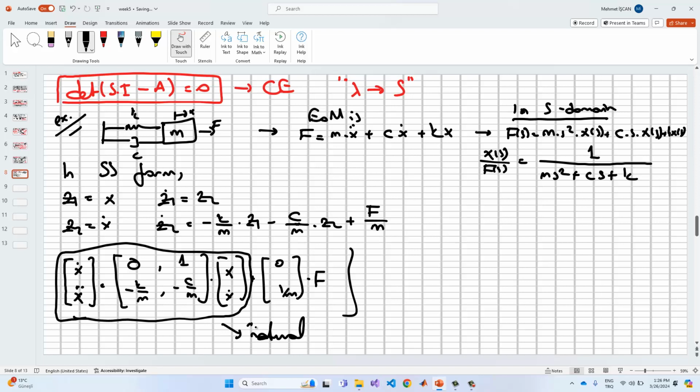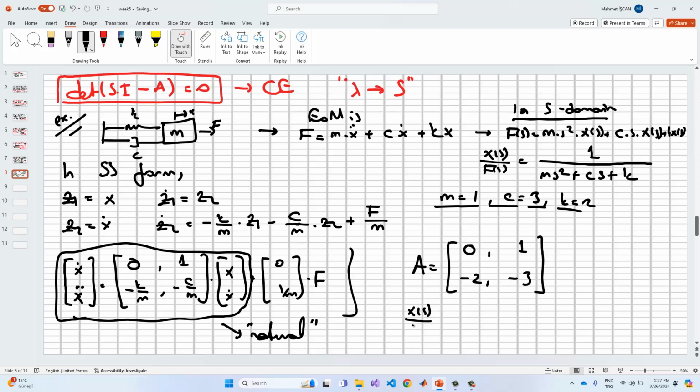This term. Okay? And so, for example, m is equal to 1, c is equal to 3, and k is equal to 2. Okay? We can select it just like this one. And so the A matrix becomes 0, 1, and minus 2 and minus 3. Okay? And also we have the X(s) over F(s) value equal to the what? 1 divided by s square plus 3s plus 2. Okay?